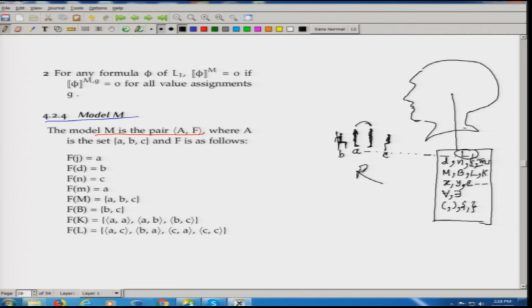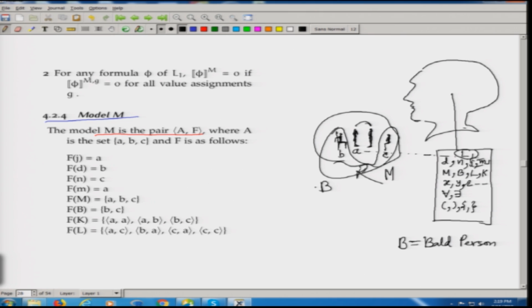For example, if you interpret M as man, then all 3 of A, B, C are men, and among them B and C are bad, which is impossible. So we just reinterpret B as bald person. Then B and C are bald, and then the K part of it.